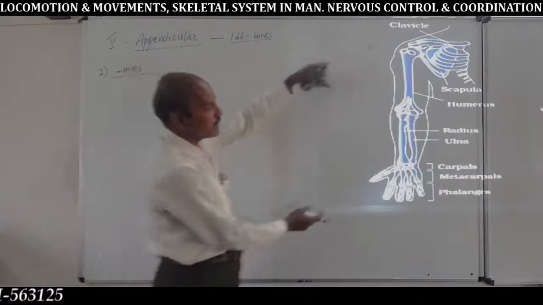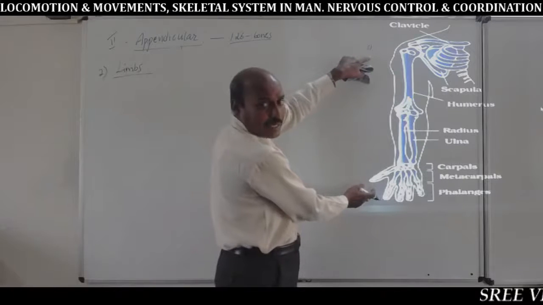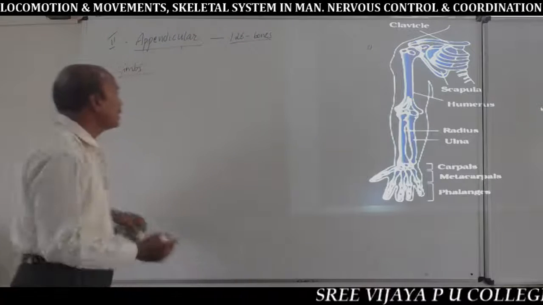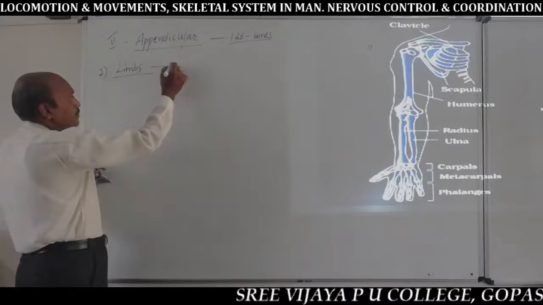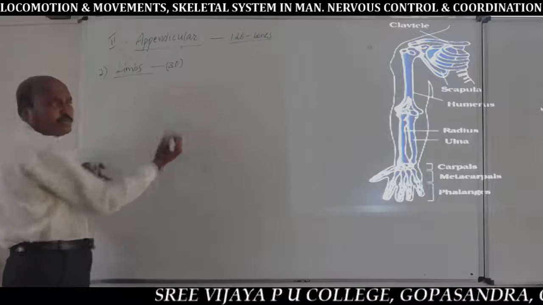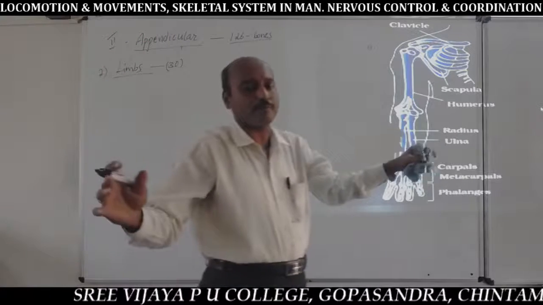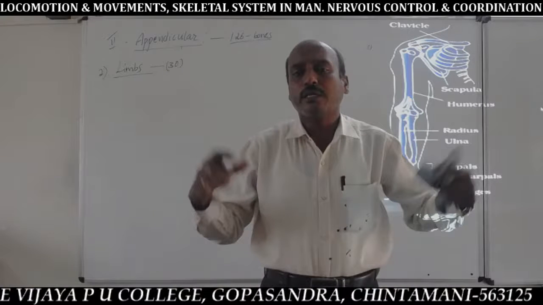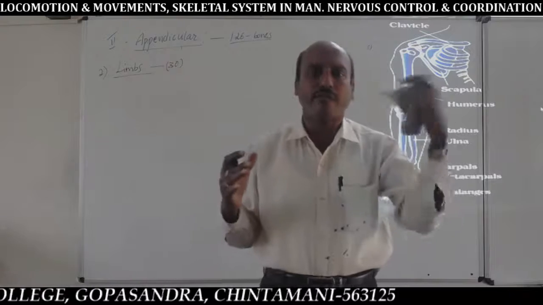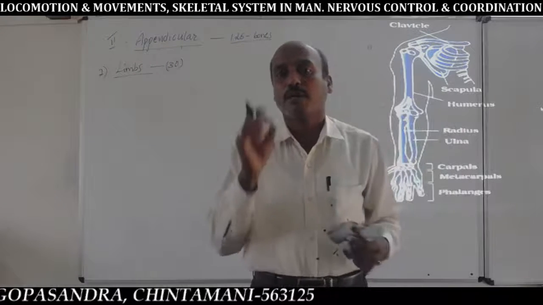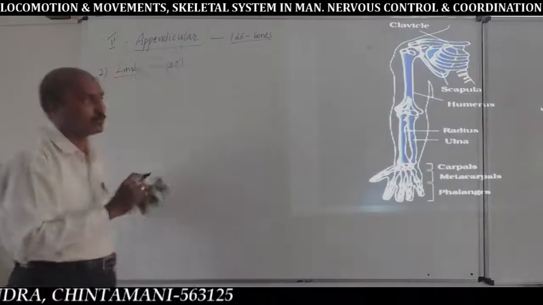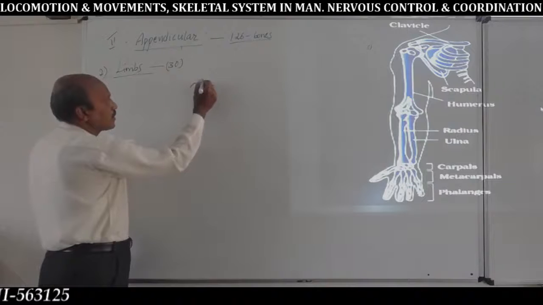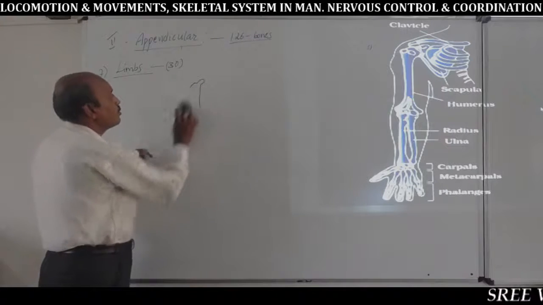Listen here, this is the diagram of the limb. You should remember, in each limb there are 30 bones. That means there are 2 forelimbs and 2 hind limbs. Each forelimb, the right forelimb or the left forelimb, contains 30 bones. Among them, the first one is the humerus bone.